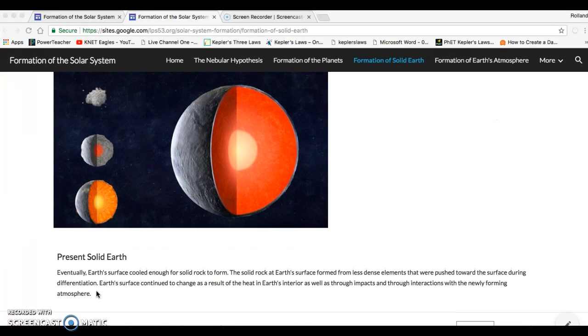Present solid Earth. Eventually, Earth's surface cooled enough for solid rock to form. The solid rock at Earth's surface formed from less dense elements that were pushed toward the surface during differentiation. Earth's surface continued to change as a result of the heat in Earth's interior, as well as through impacts and through interactions with the newly forming atmosphere.